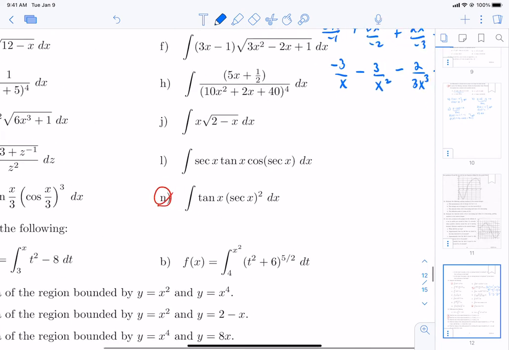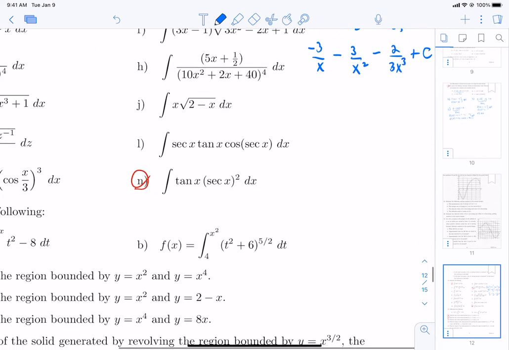Let's do N. N is an interesting one. There's two ways to approach it. What's the derivative of a tangent? Secant squared. Secant squared, right? And so I see a tangent and I see its derivative right there.